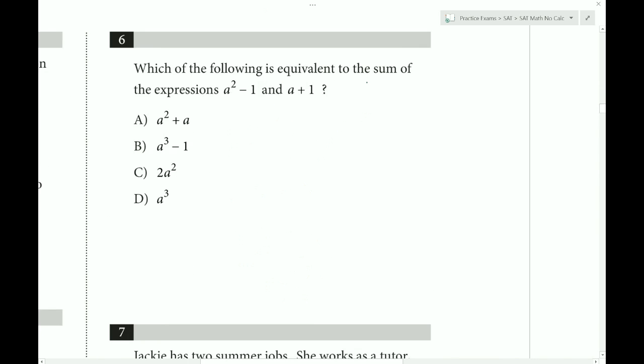Which of the following is equivalent to the sum of these expressions? Right? So we want to add these together. The plus 1 and minus 1 cancel. So we're left with a squared plus a.